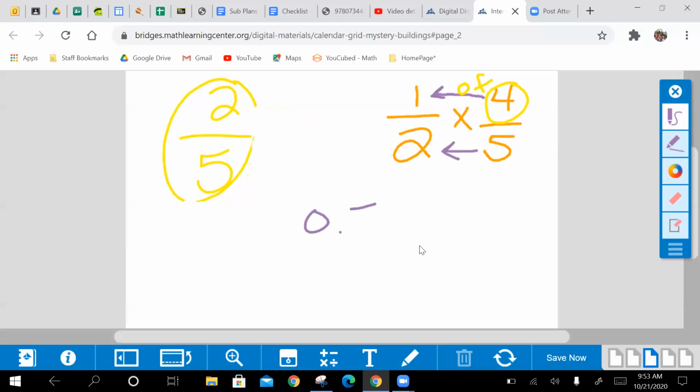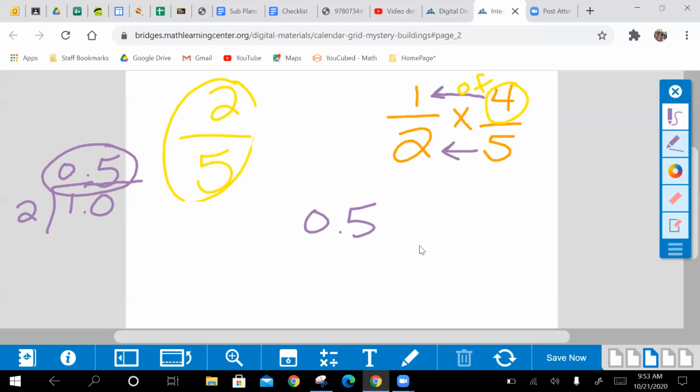I just knew that off the top of my head. If you don't, then you can always figure it out. 1 divided by 2. 2 does not go into 1. So we add the decimal and the 0. Bring our decimal up. How many times does 2 go into 10? 5 times. So we changed 1/2 into a decimal and got 0.5.